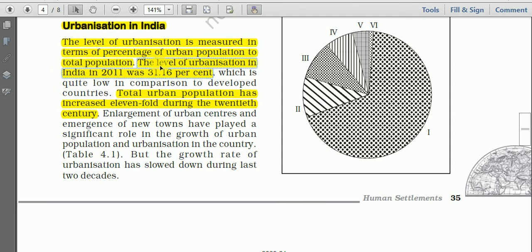And the level of urbanization in India in 2011 was 31.16%, and the total urban population has increased 11-fold during the 20th century. Total urbanization has increased 11 times during the 20th century.